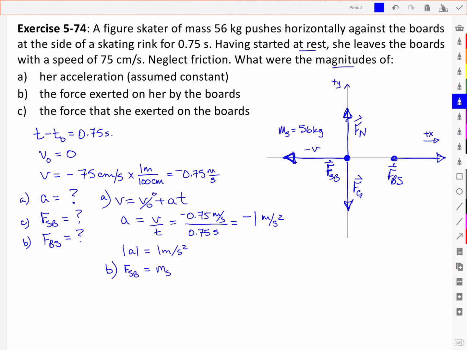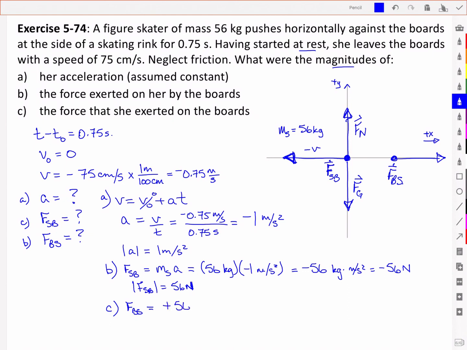Part B then, find the force exerted on her, the skater, by the boards. We know her mass and we know her acceleration. And so the force on the skater by the boards is going to be a negative 56 newtons because it's to the left. It asks for the magnitude, and so that's 56 newtons. Lastly, the force that she exerted on the boards, so on the boards by the skater, must be equal and opposite by Newton's third law. And so it's a positive 56 newtons, and so the magnitude of that is then also 56 newtons.